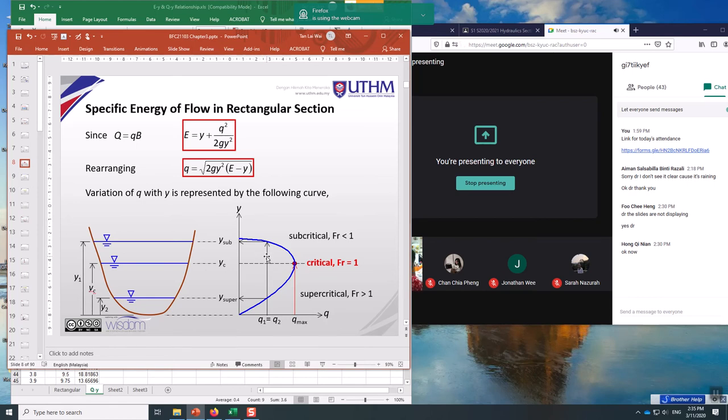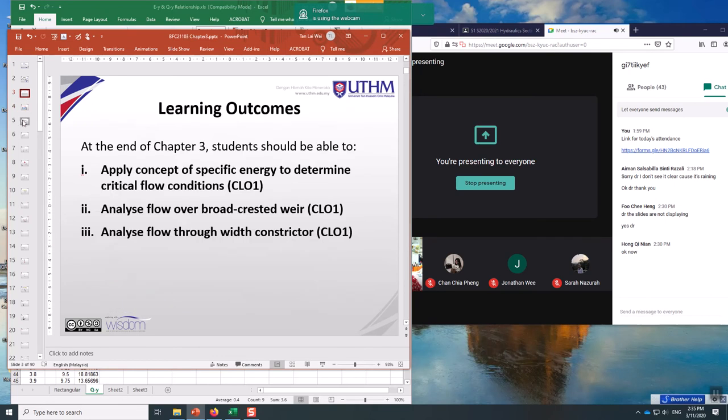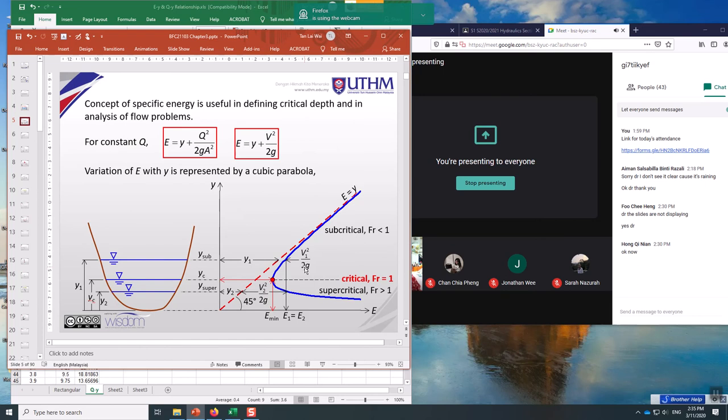Now, sometimes you may have a problem trying to imagine, trying to get a feel whether the bottom part is supercritical or subcritical. If you cannot imagine it, let's imagine you have a slope, water coming down from a slope. If the slope is very steep, kalau cerun tu sangat curam, kalau Q yang sama, let's say kita kata kadar aliran sama.